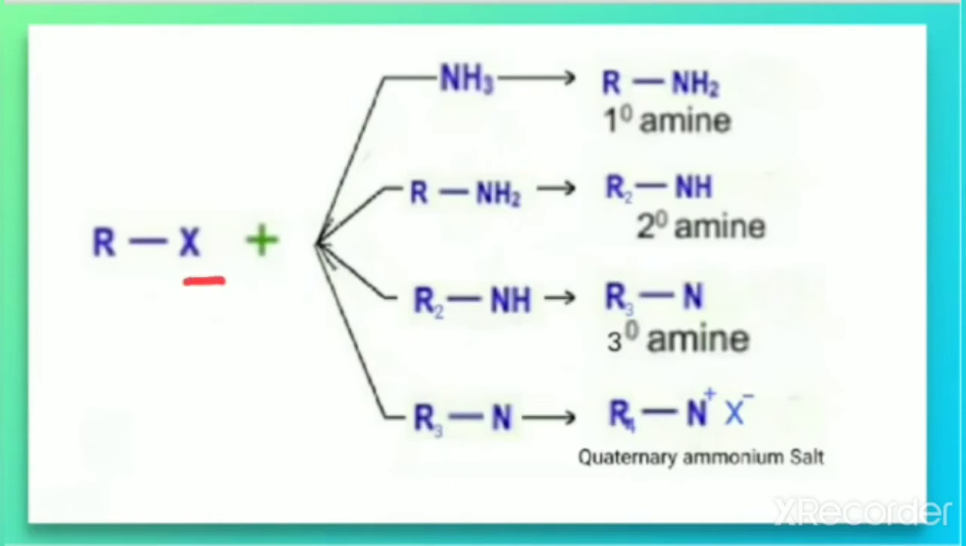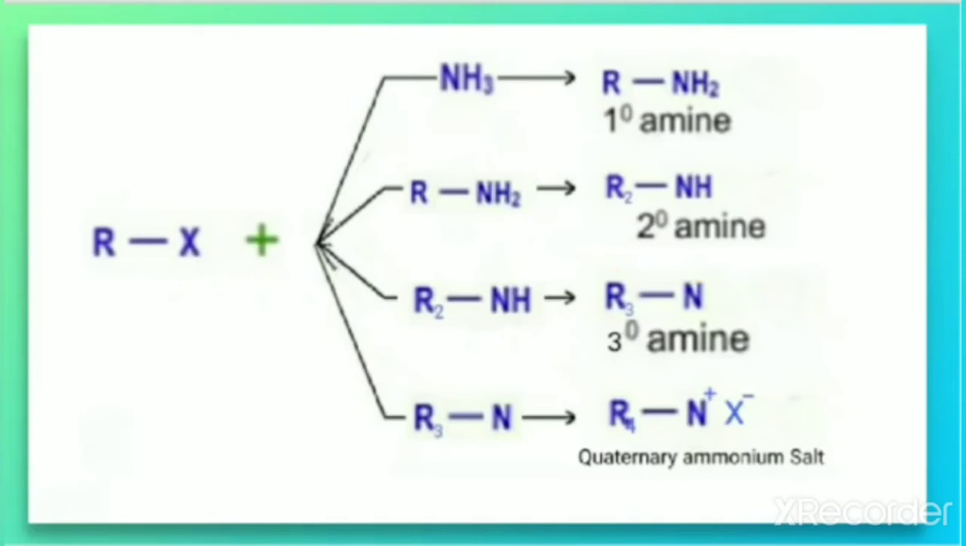Third case, one X from haloalkane and one H from the secondary amine is removed. So the rest of them will form the product, that is one R from here, and 2 R are there in the reactant side. So total 3 R and 1 N. So that is 3 degree amine.